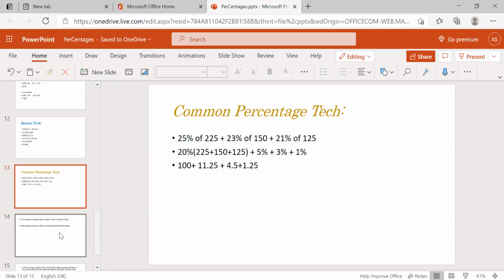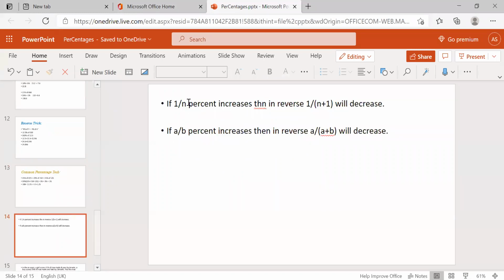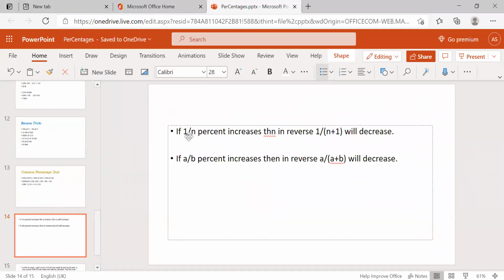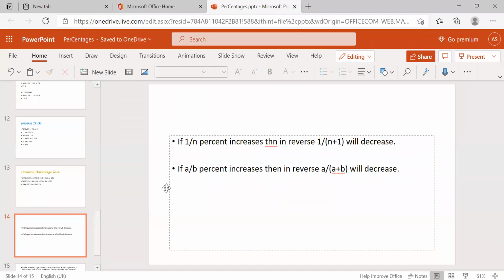Next, these are important points, actually these are the notes. If 1 by n percent increases, then in reverse 1 by n plus 1 will decrease. If a by b percent increases, then in reverse a by a plus b will decrease.